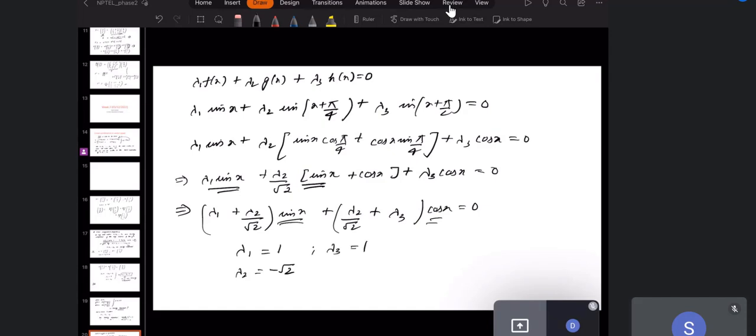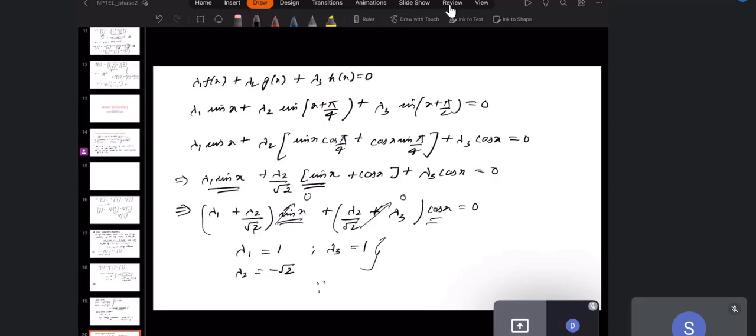If we just take these three cases, then lambda 1 is 1, 1 plus minus root 2 by root 2, so 1 minus 1, 0. So this term will go out. Similarly, minus root 2 by root 2 is minus 1. Minus 1 plus lambda 3 is 1. So this term will also go out. So if we take this combination, we have found three values of scalars, 1, 1 and minus root 2. And for these values of scalar, we are able to satisfy this equation.